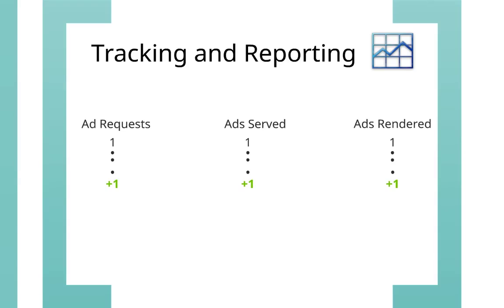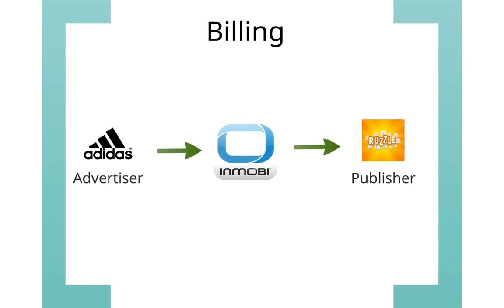So now we need to do the next most important thing, which is to make money. So this moves us into the next system, which is called the billing system. The advertiser that won this auction and served the ad was Adidas. So we're going to charge them for this. Remember, they were willing to pay $2 for every 1,000 impressions rendered. In this example, we've said that 1,000 impressions have been rendered. So we're going to charge them $2. InMobi is going to keep a share of that and pass the rest of it back to the publisher.